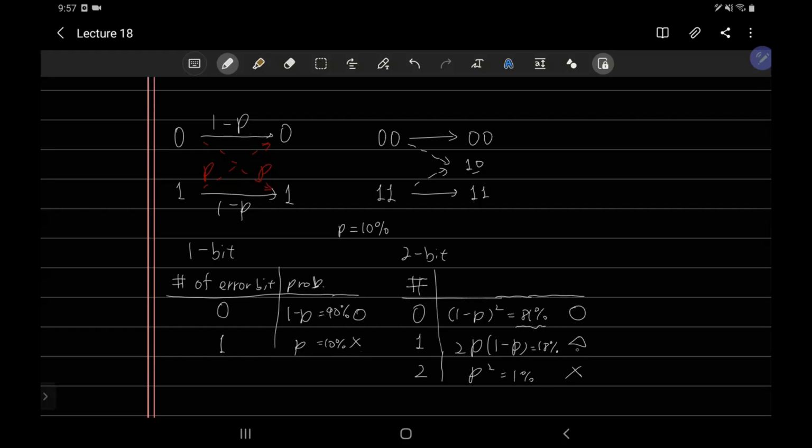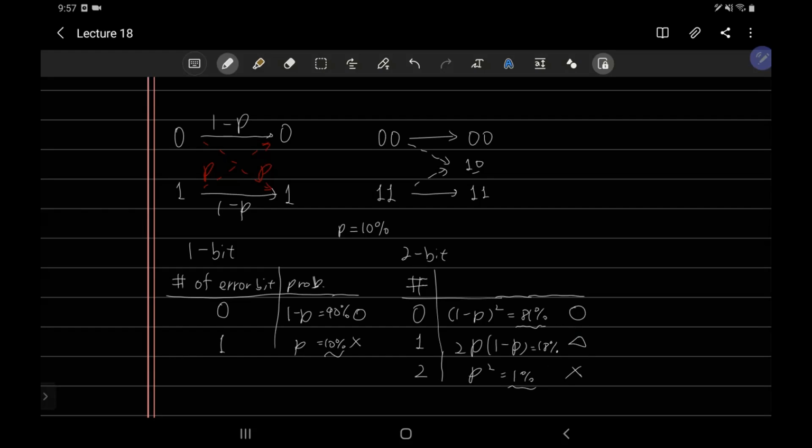While for the second case, we actually know that we received the incorrect information. So there is a high chance that we will request the retransmission of the information, and eventually we will receive the correct bit. So in this case, the worst case only happens with 1% compared to the 10%. So using the 2-bit is already much better than the 1-bit case.